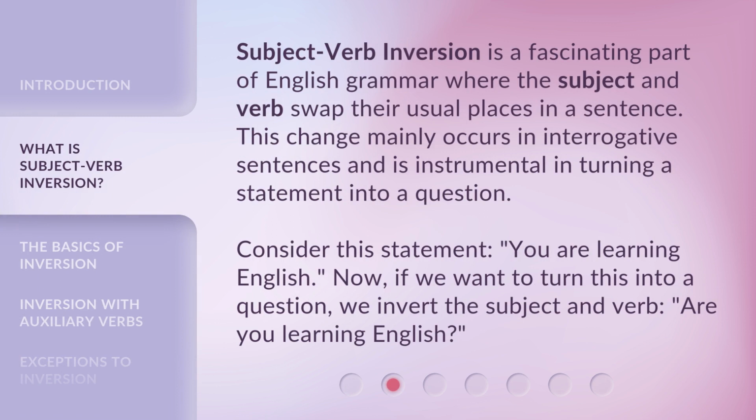Subject-verb inversion is a fascinating part of English grammar where the subject and verb swap their usual places in a sentence. This change mainly occurs in interrogative sentences and is instrumental in turning a statement into a question. Consider this statement: you are learning English. Now, if we want to turn this into a question, we invert the subject and verb. Are you learning English?